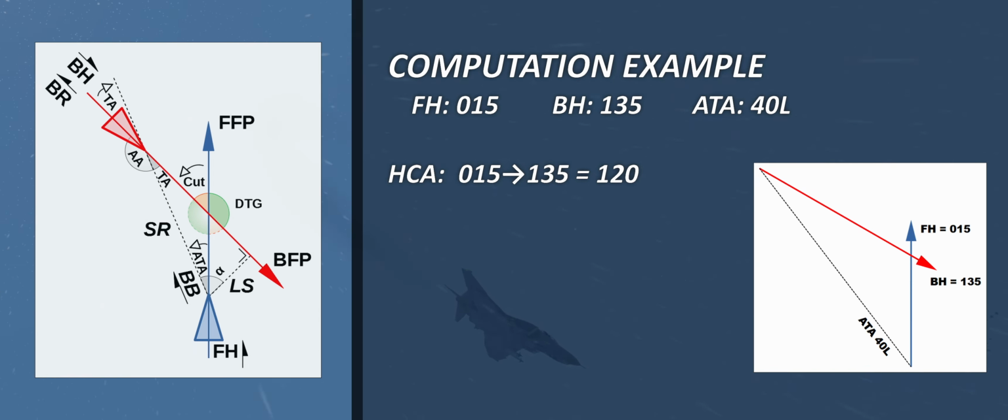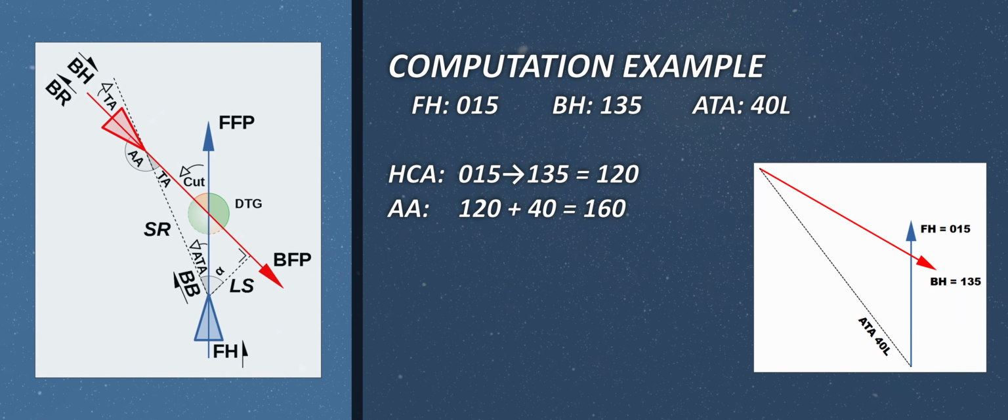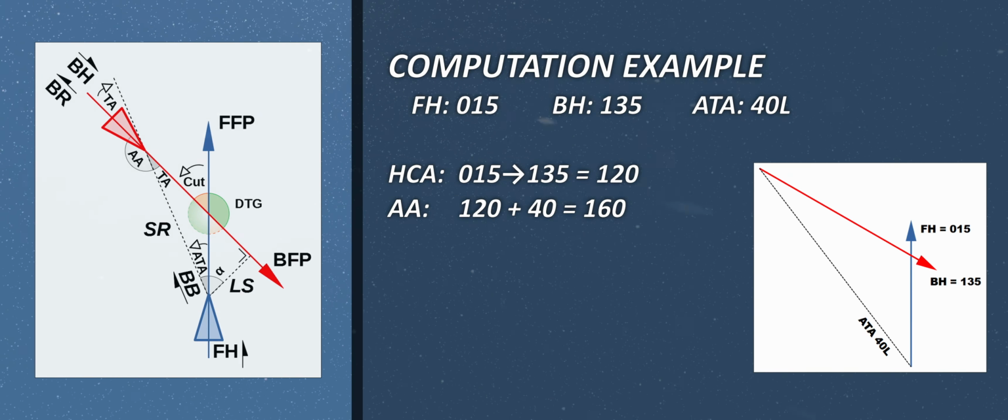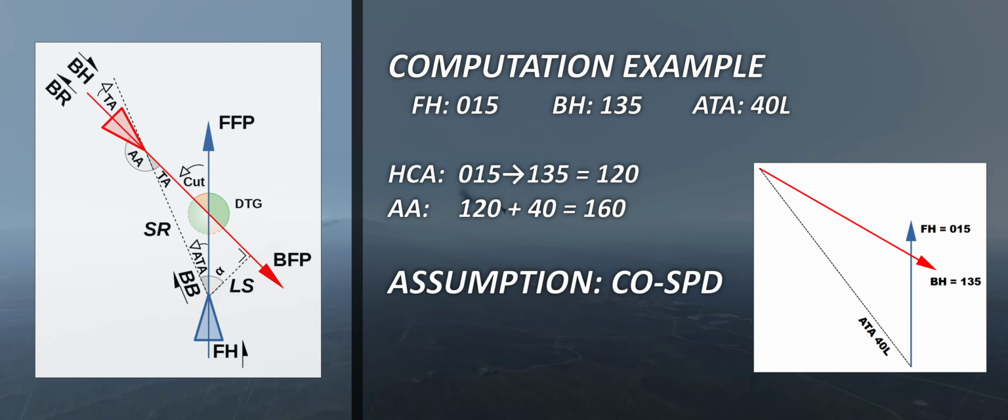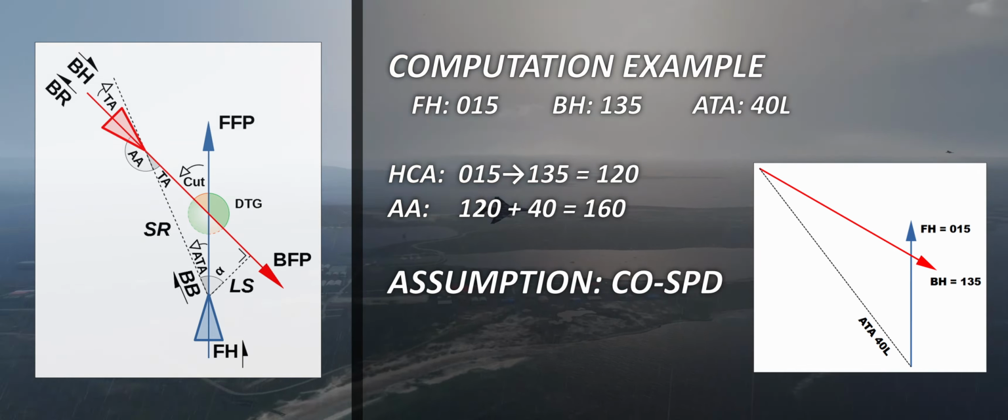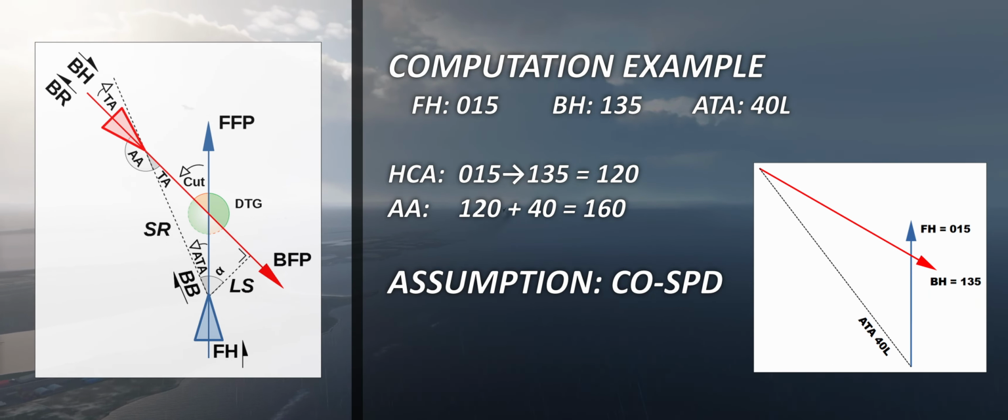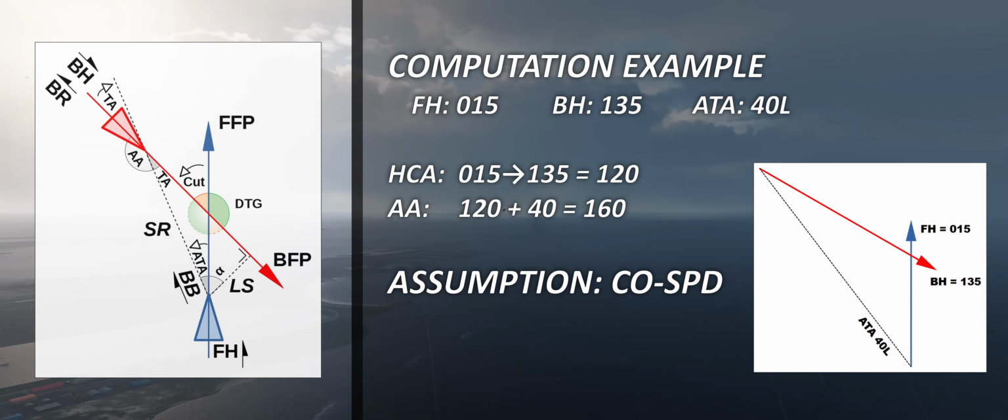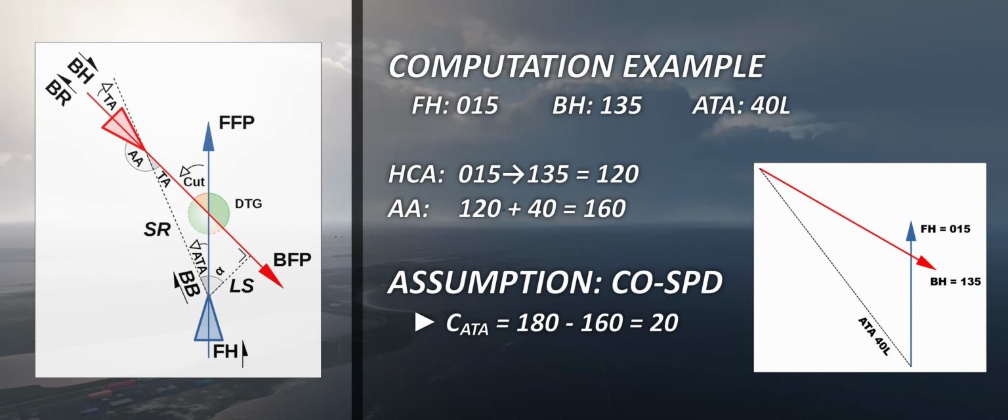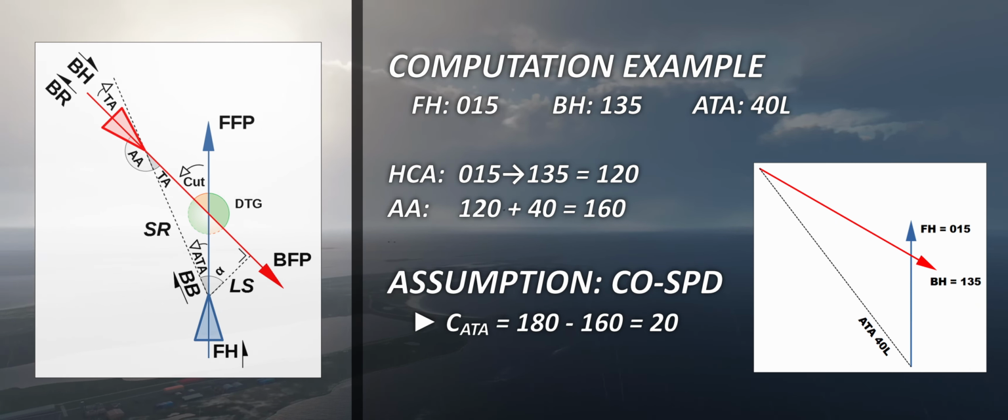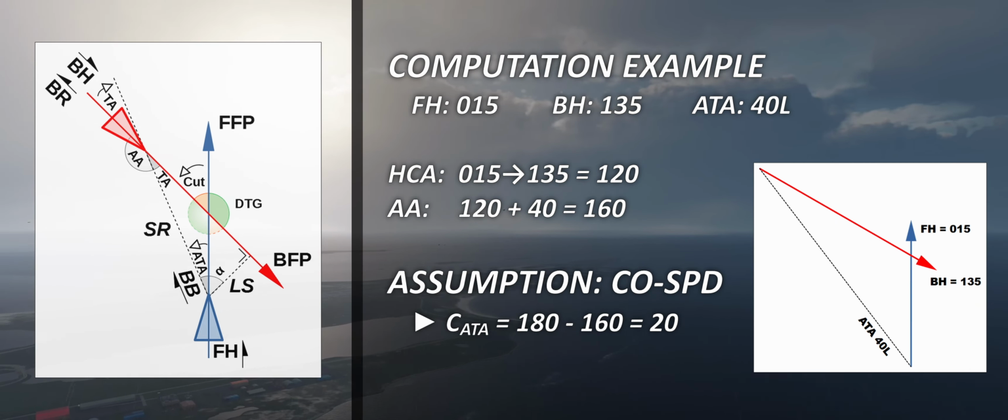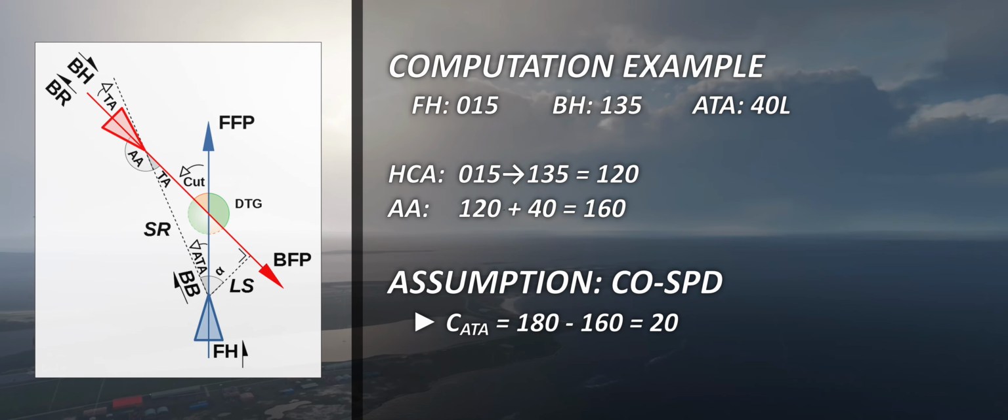Next, we find the aspect angle, determined as the sum of HCA and ATA. Therefore, 120 plus 40 equals 160. So let's assume we're flying close speed. If the assumption is incorrect, at least it gives us a starting point. Doing so allows us to use the supplementary angle of the aspect angle as the collision antenna triangle. Therefore, CATA equals 180 minus aspect angle, equals 180 minus 160, so 20.